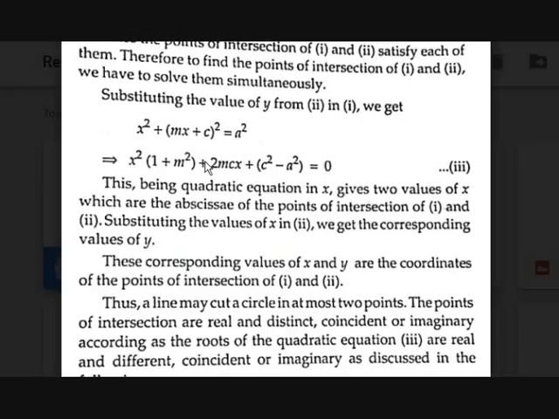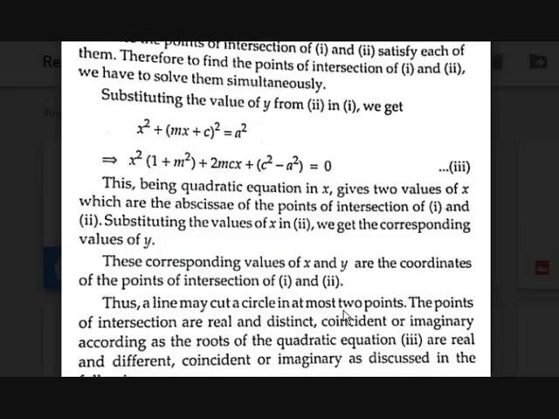As you can see, this is a quadratic equation, right? This is a quadratic equation where the coefficient of x square is 1 plus m square, the coefficient of x is 2mc, and the constant term is c square minus a square. Since this is a quadratic equation, it has two values for x. Those give us the x coordinates of the points of intersection. Substituting the values of x, we get the y coordinates. So these are the values of x and y.